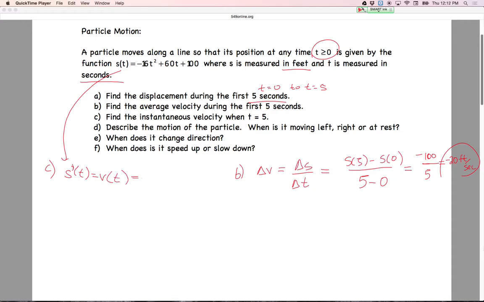Negative 32t plus what? 60. 60? Okay, those are all low now, I think. Maybe, yeah. Are they all low now?